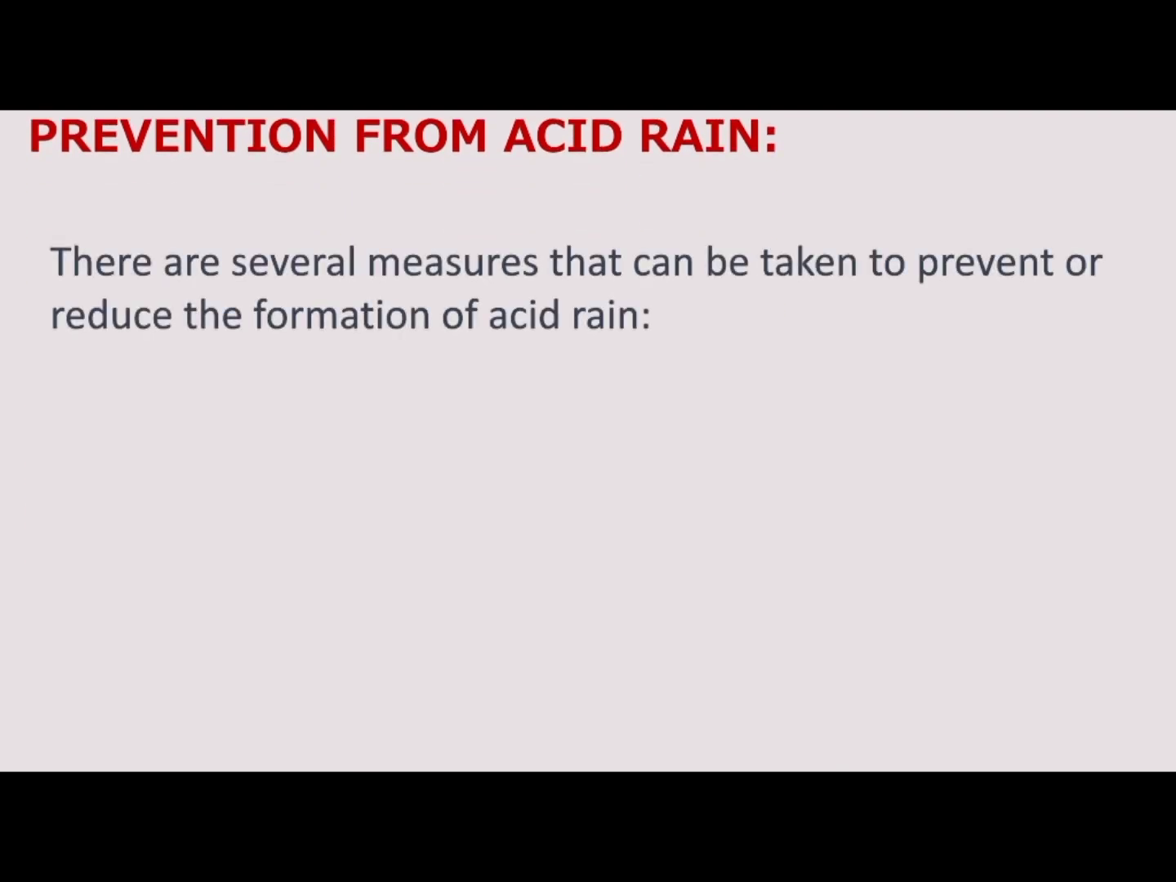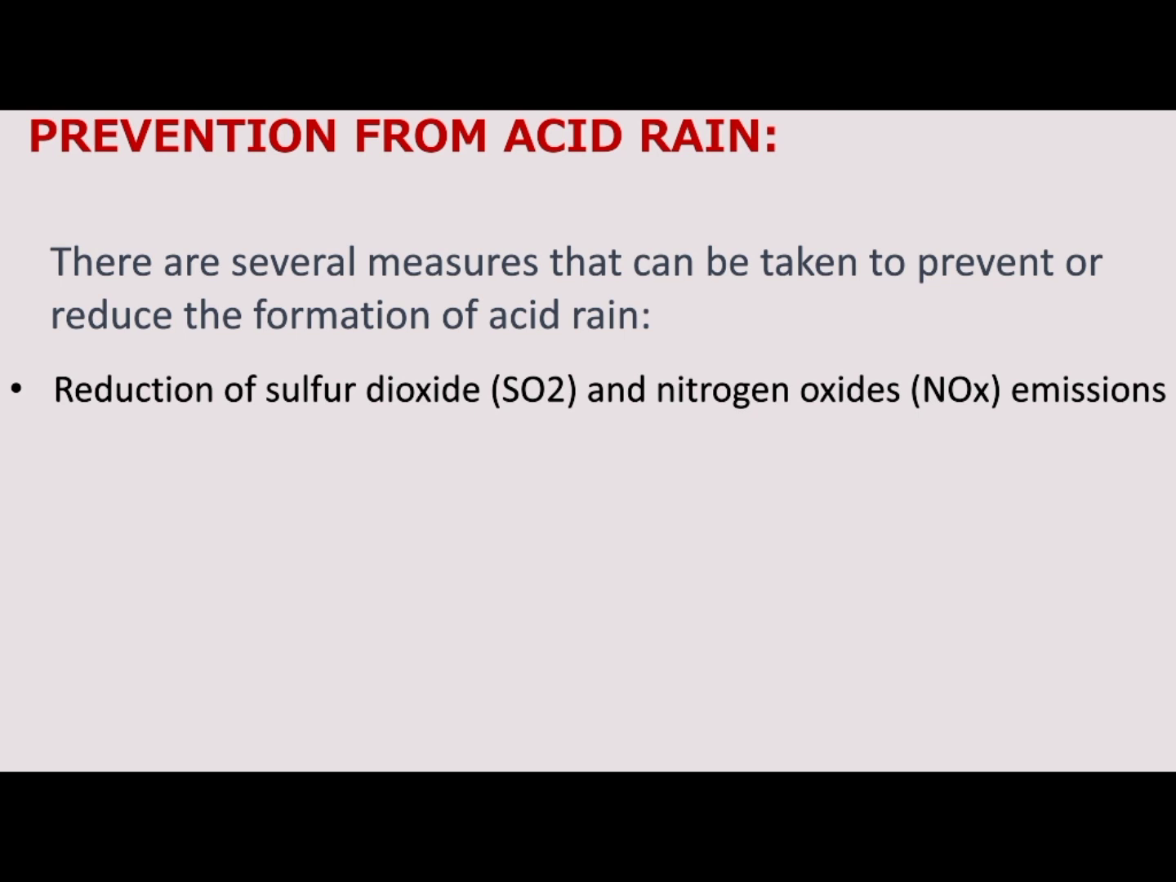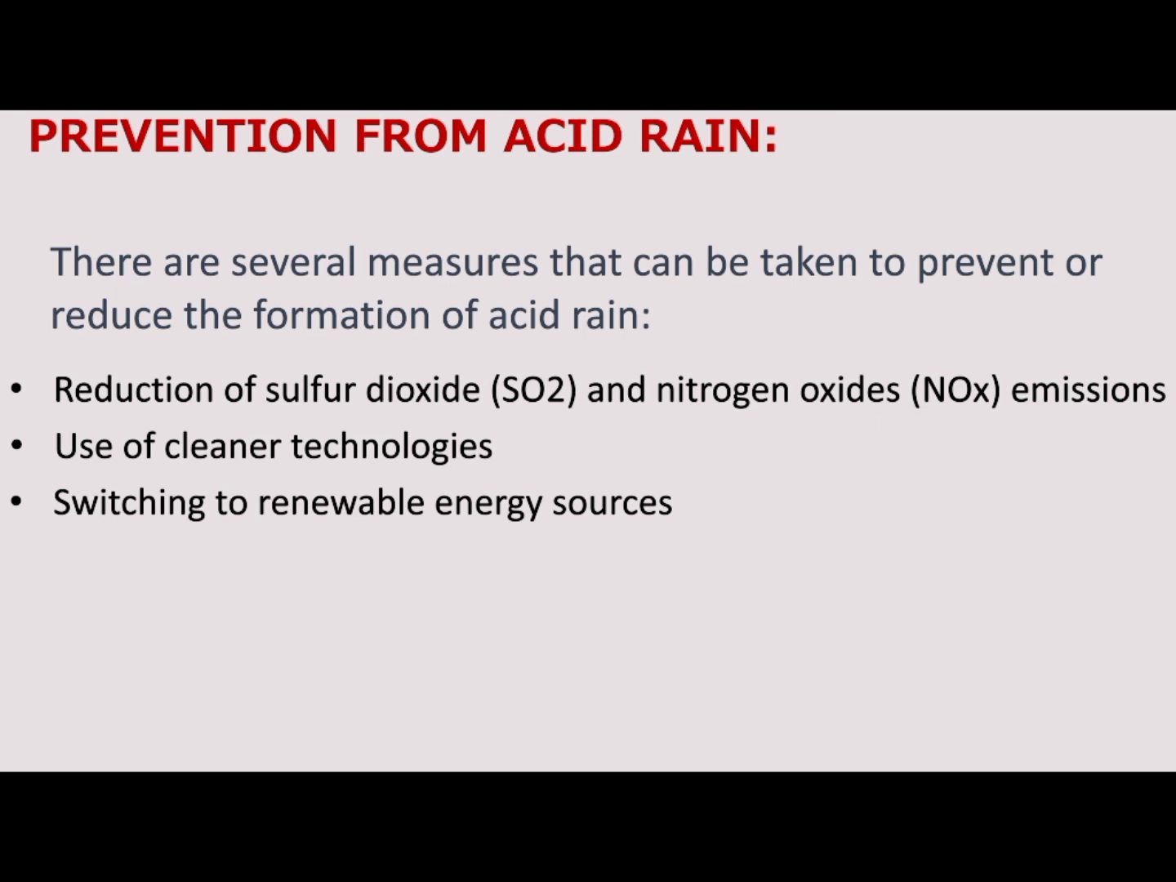So next we will discuss how we can prevent acid rain. There are several measures that can be taken to prevent or reduce the formation of acid rain. First one is the reduction of sulfur dioxide and nitrogen oxide emission. We discussed that the main sources of acid rain are these oxides. If we can reduce the formation of these oxides, we can easily prevent acid rain. Second one is the use of cleaner technologies. We can use cleaner technologies that do not emit such oxides.